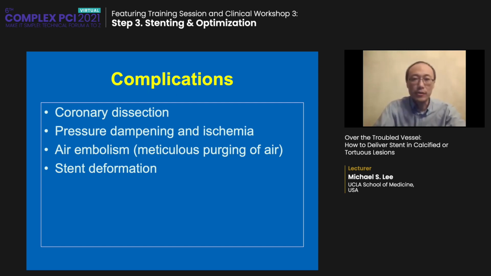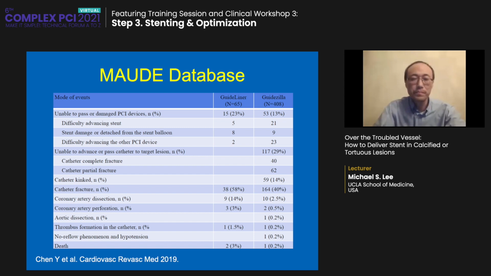So complications include dissection. Anytime you're advancing the guide catheter extender down deep into the artery, there's always a risk for trauma and damage to the vessel, air embolism. That's why it's very important to be meticulous in terms of purging of the air, and stent deformation, which may lead to stent embolization.